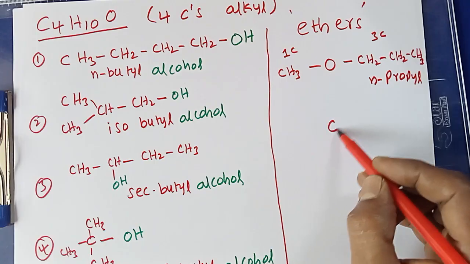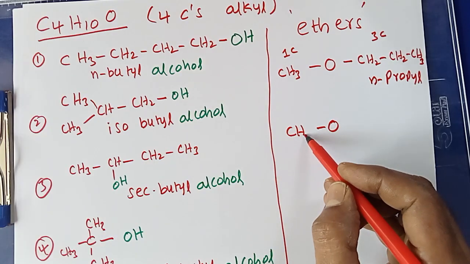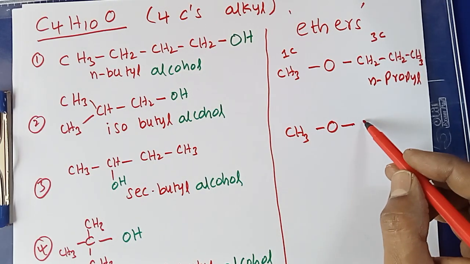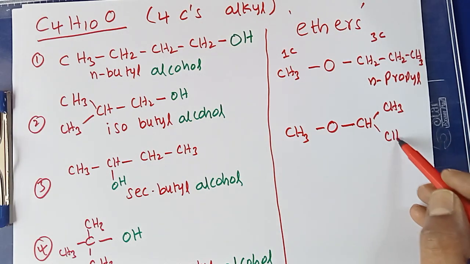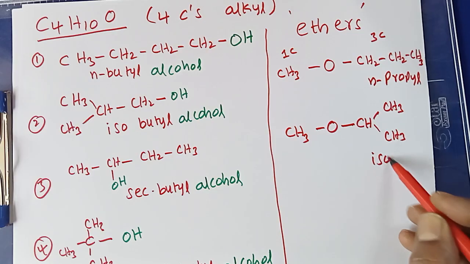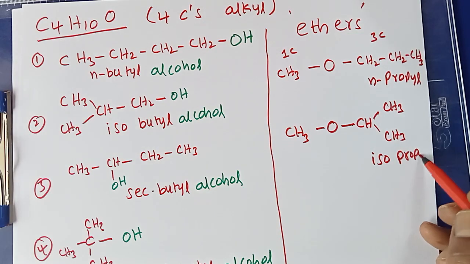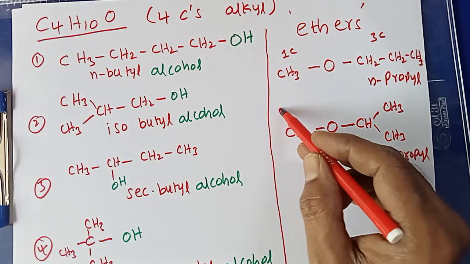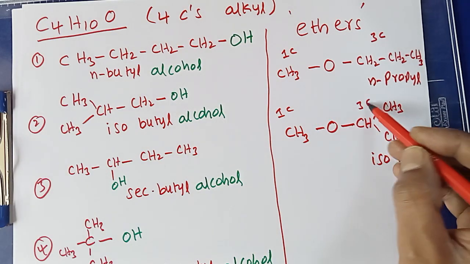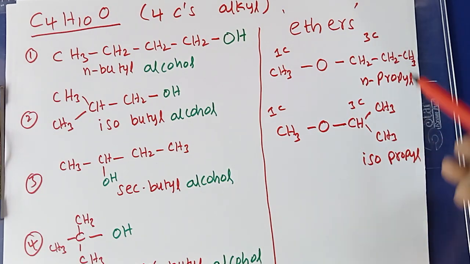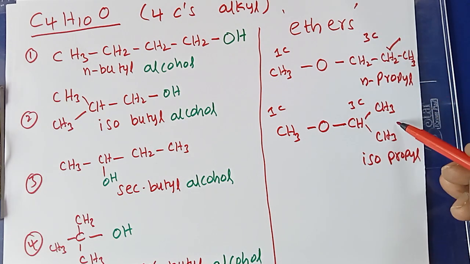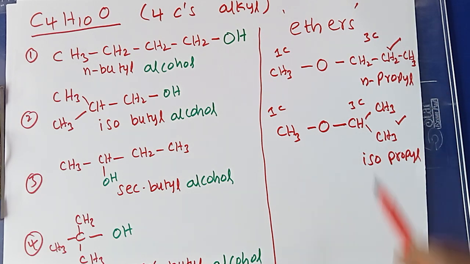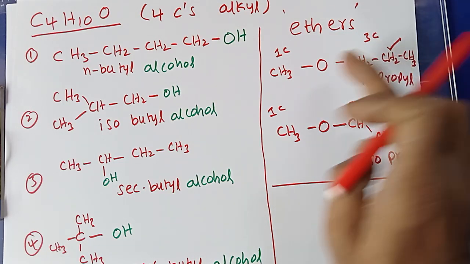So immediately write down another one. Oxygen, CH3. Isopropyl also possible. CH3, again CH3. What is this? Isopropyl. This is also 1 carbon on the left side, 3 carbons on the right side. Just now I explained 3 carbon alkyl, 2 only. One is N-propyl, another one is isopropyl. Now you can change this number.